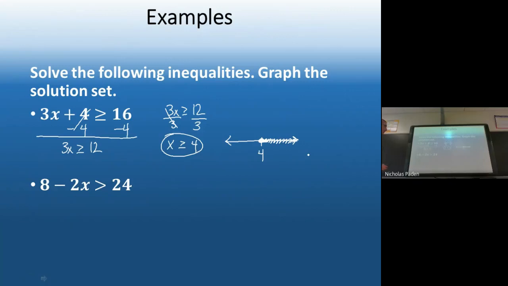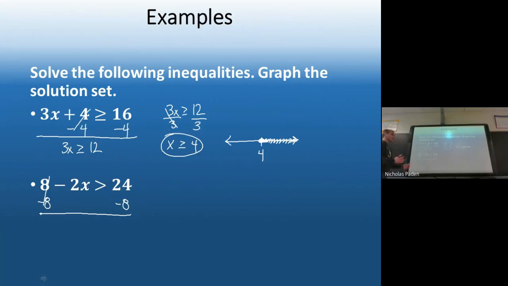Okay, so we'll look at our next one there. 8 minus 2x is greater than 24. Now, first thing to remember is this minus sign goes with the 2x. It does not go with the 8. So we want to get rid of this 8 first. It's a positive 8, and the opposite of positive 8 is minus 8 or negative 8. Okay, so that's going to cancel off that 8. We're going to subtract 8 on the other side.